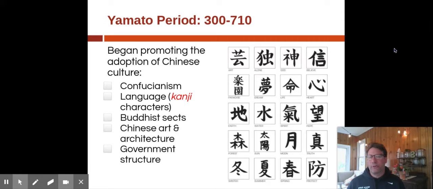So during this time period, the first, earliest time period in which we have recorded history, we're going to start to see a lot of influx from China. And you can see here some of the things that are going to have a little bit of an impact on Japan.